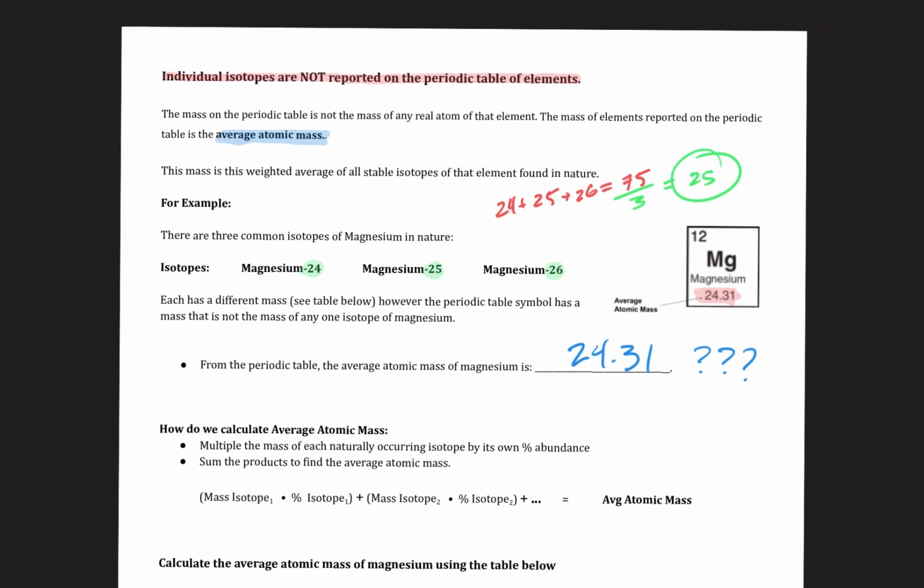This average mass on the periodic table is a weighted average, meaning you have to take in the percentages of each isotope into the calculation. How we calculate the average atomic mass is actually kind of simple. We take the mass of the individual isotope and multiply it by its abundance in nature, and then we just sum each mass times its abundance. Let me give you an example.